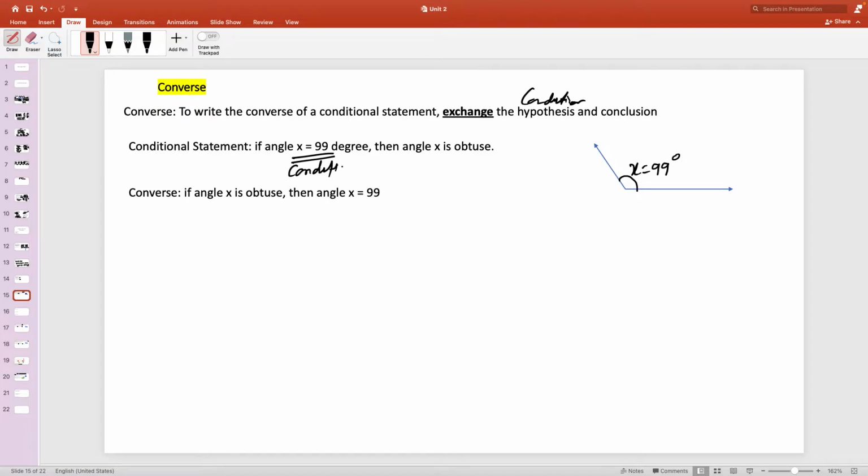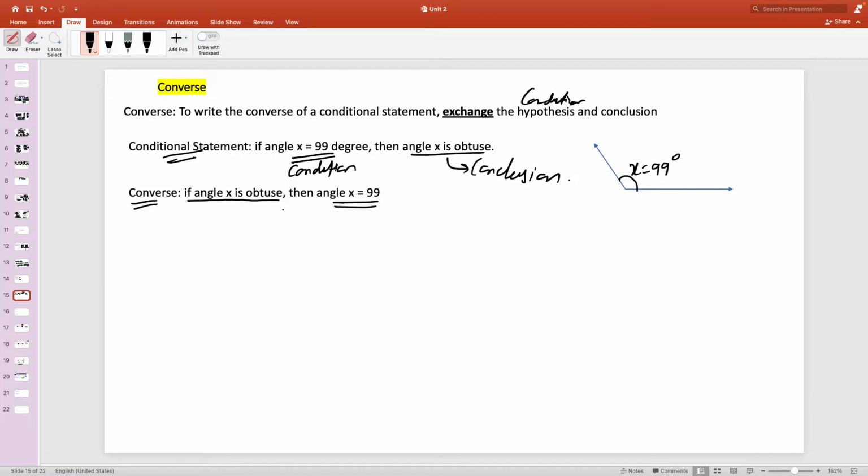This is the condition, and angle x is obtuse is the conclusion. So in this conditional statement, if we exchange these two, the condition and the conclusion, then it becomes the converse. The conclusion was that the angle is obtuse, so now you write, if angle x is obtuse, then angle x is 99. So this becomes the converse of this conditional statement, right?